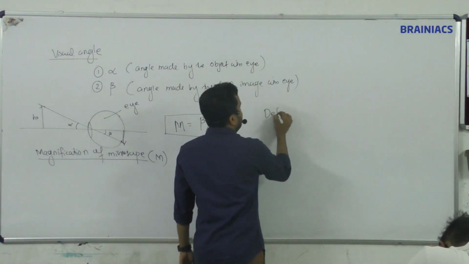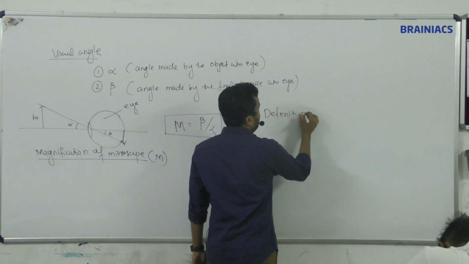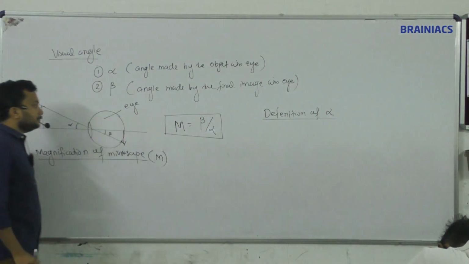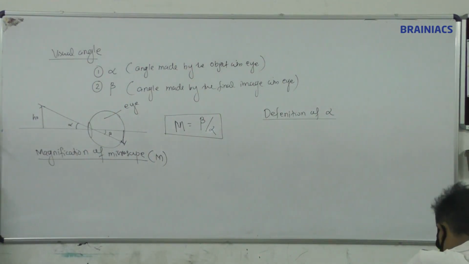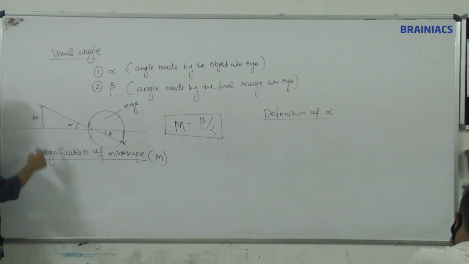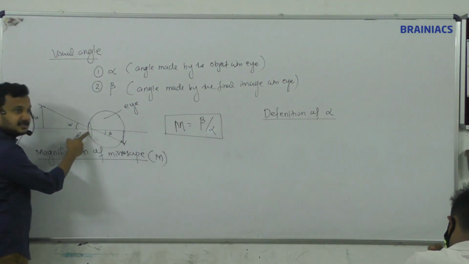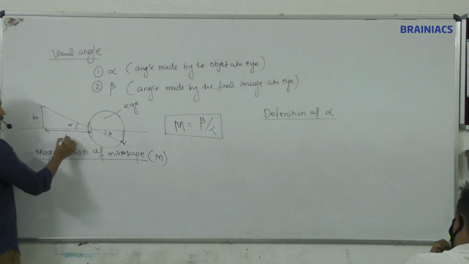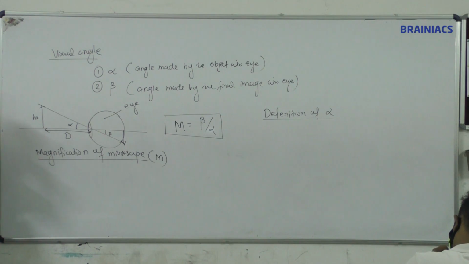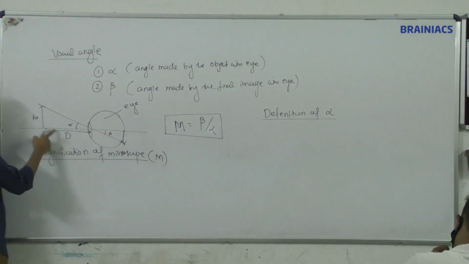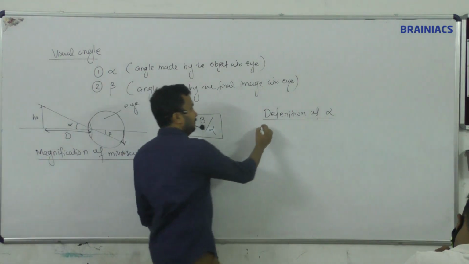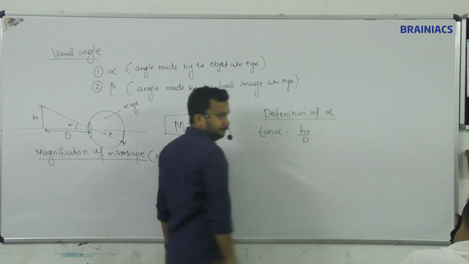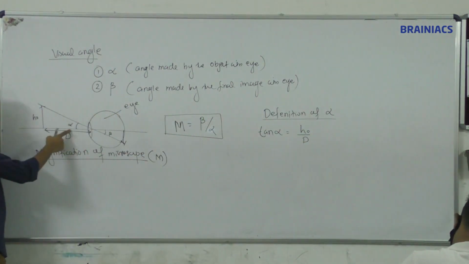Next, the definition of alpha. We will see in a bit more detail what alpha is. This is an object, and I can see an object clearly when it is at the least distance of distinct vision. That is what we say. So I am taking tan alpha. From the diagram, tan alpha is h0 by D. This alpha value is very small.